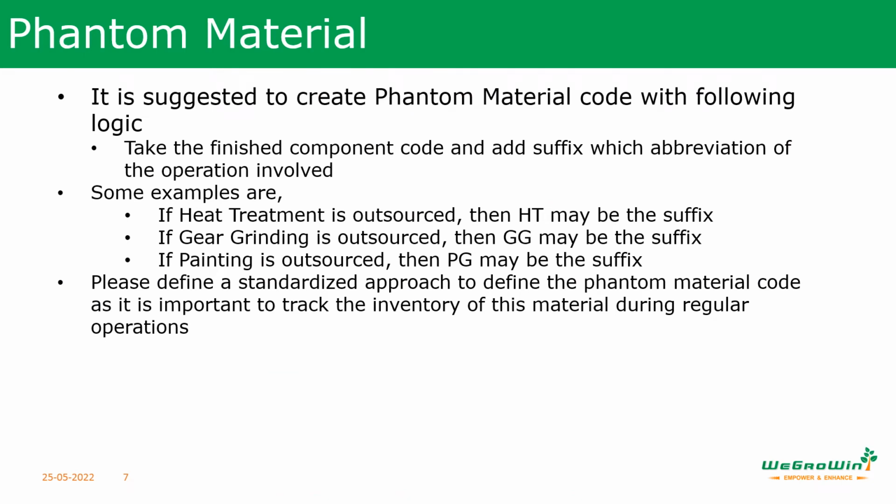So when you talk about phantom material which is created for external operation, we need to create it as a non-valuated item, using the standard material type like UNBW. The standard material type in SAP is UNBW that can be used. It is suggested to create the phantom material code with a logic: you take the finished code and give a suffix like HT, maybe for heat treatment. For gear grinding, take GG as a suffix. For painting, PG as a suffix. Like this, you take it and create.